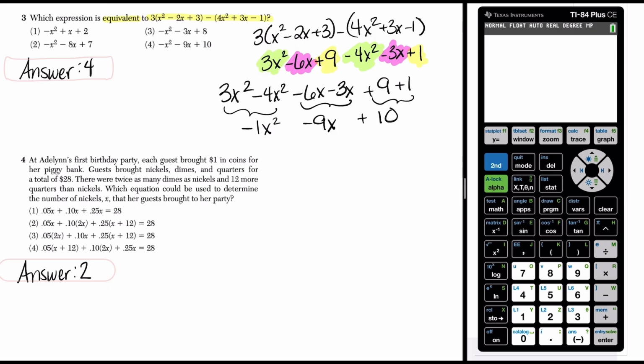That makes sense. Another way you can do this that I also believe makes sense is you can just stack them together. So I could have put 3x squared minus 6x plus 9 and then just put right underneath it minus 4x squared minus 3x plus 1. And kind of in your brain, you're still combining.